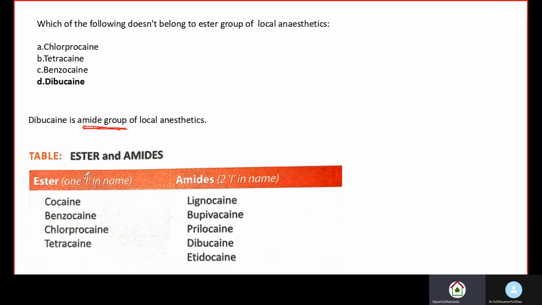There are two types of local anesthetic agents, the ester group and the amide group. Ester group: cocaine, benzocaine, chlorprocaine, tetracaine. Amides: lignocaine, bupivacaine, prilocaine, dibucaine, and etidocaine. You see, all the amide groups contain two I's, and all the ones with one I containing are esters. So this is a good fact to remember.